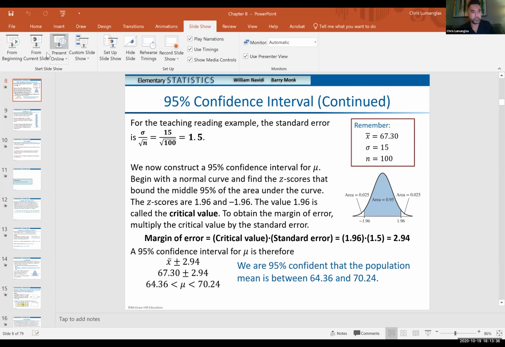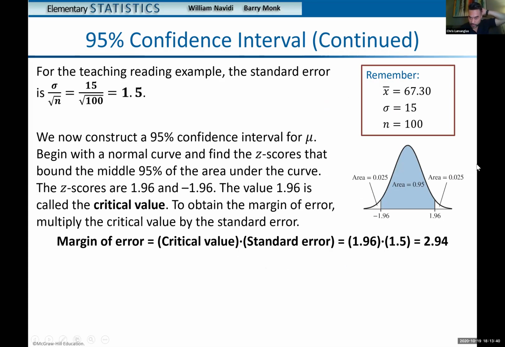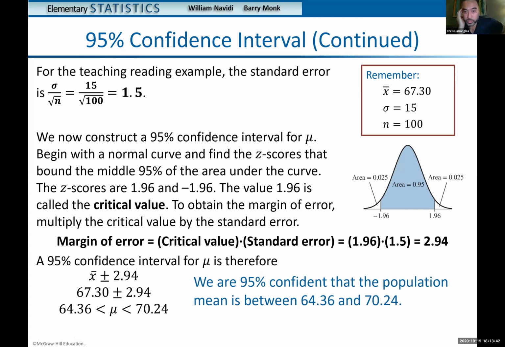Sorry, I won't be able to erase those. Okay, so margin of error is equal to critical value times standard error. So 1.96 times 1.5 is equal to 2.94. So that is your margin of error here. Copy this.